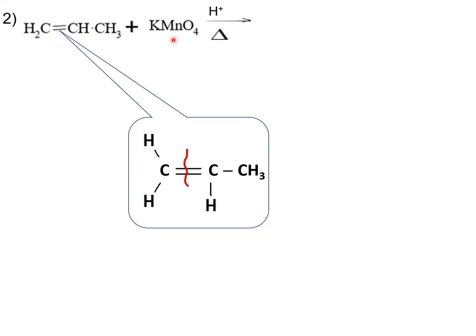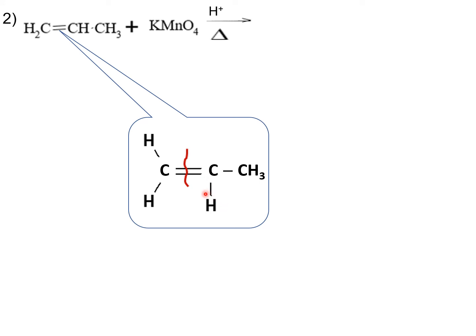KMnO4, H+, and condition hot. Okay. For this kind of alkene, bila you nak buat oxidative cleavage for this kind of alkene, kita kembangkanlah alkene ni. Okay, kita buat C double bond C, lepas tu we can see that this carbon double bond, dia ada 2 hydrogen, and this carbon double bond, dia ada satu saja hydrogen atoms.